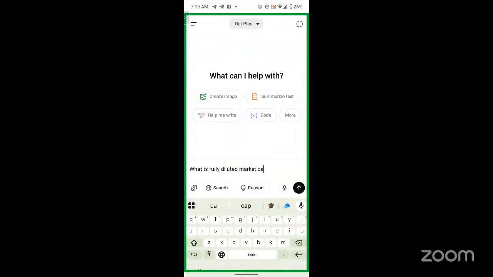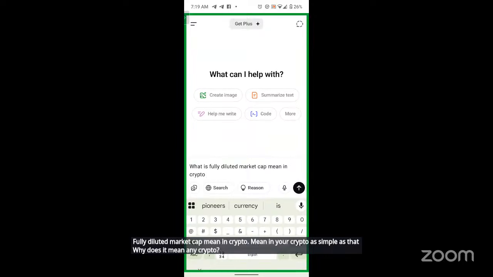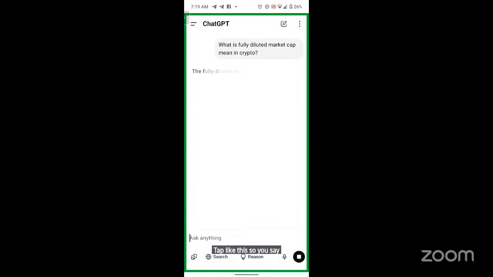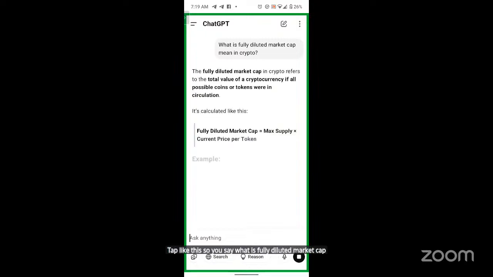What does fully diluted market cap mean in crypto? As simple as that. Tap like this, so you say, what is fully diluted market cap mean? It will give you an example.